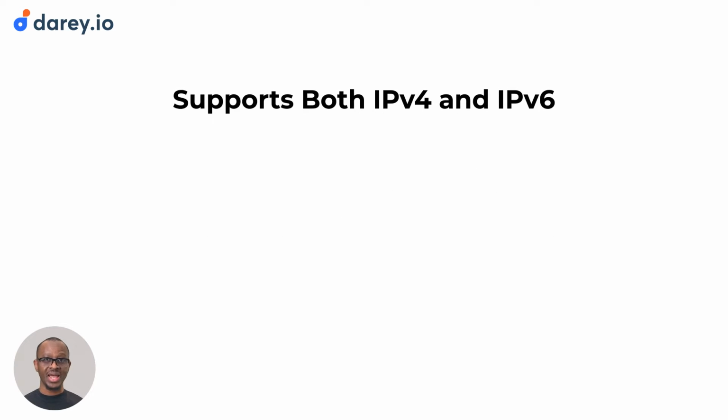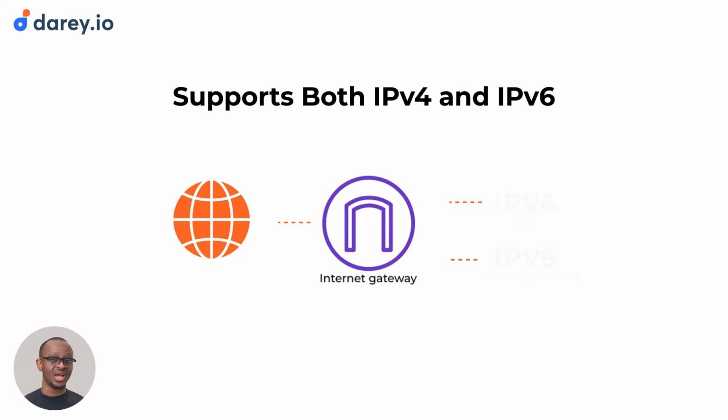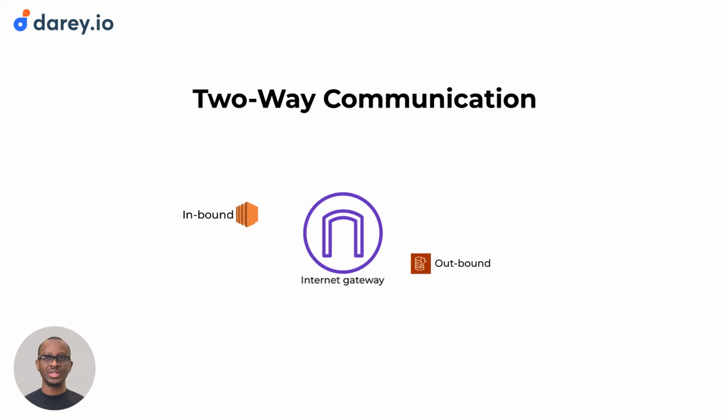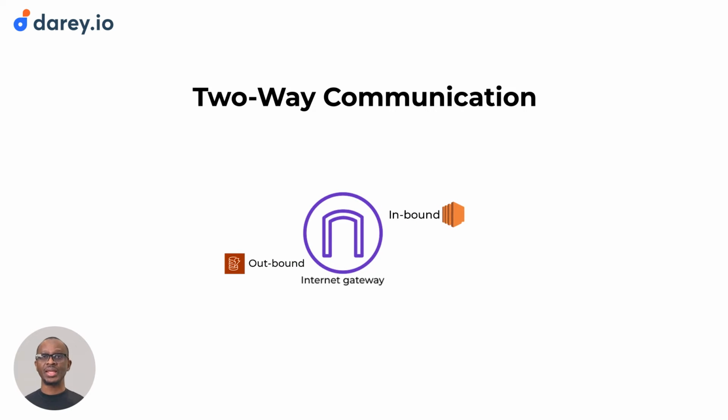However, you will still incur data transfer charges when sending or receiving traffic over the Internet. Supports both IPv4 and IPv6. Internet Gateways allow communication over both IPv4 and IPv6, making them useful for modern applications that require IPv6 connectivity. Two-way communication. Unlike some networking components that only handle outbound traffic, an Internet Gateway enables both inbound and outbound communication.